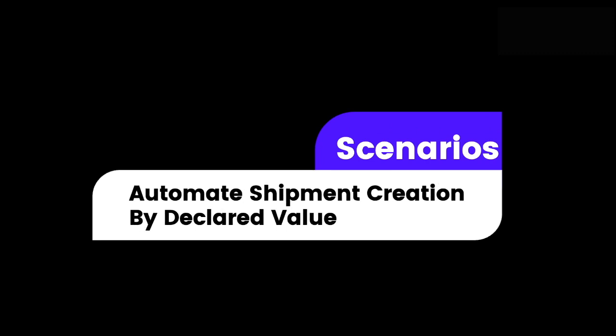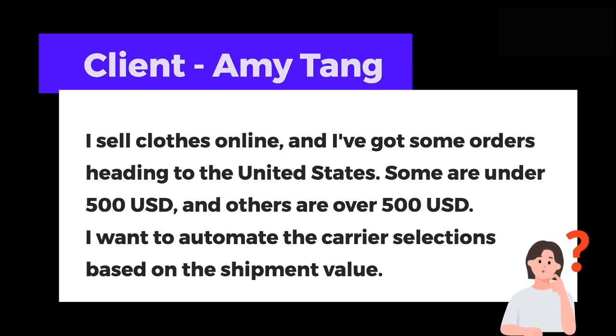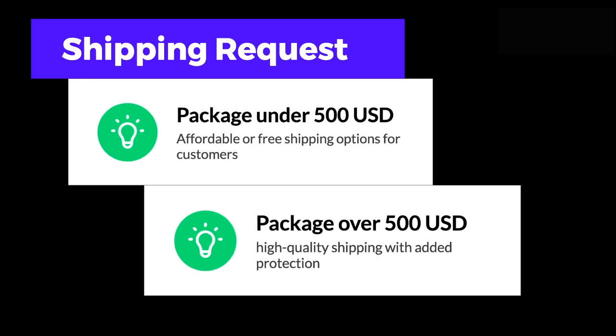Now, let's explore how to automate shipment creation by declared value. Here's an example from one of our customers, Amy. I sell clothes online, and I've got some orders heading to the United States. Some are under $500 and others are over this price. I want to automate the carrier selections based on the shipment value. How can I set up shipping automation for this?